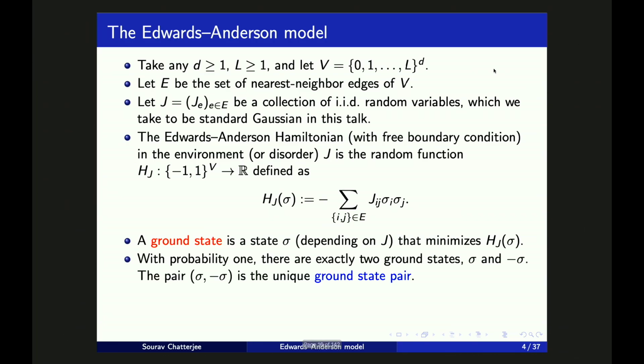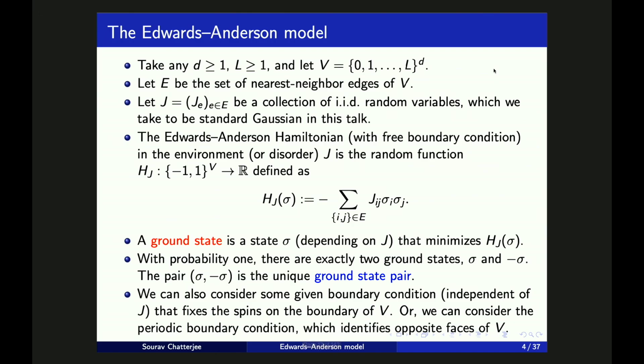And since we're in a finite box, there are exactly two ground states, sigma and minus sigma, because we are putting free boundary conditions. So if sigma is a ground state, minus sigma is one, and with probability 1 there is a unique pair, because these are continuous random variables. This is called the unique ground state pair for this finite box. We can also consider some given boundary condition, or periodic, or whatever, but I'll just take free boundary conditions for now. Okay.